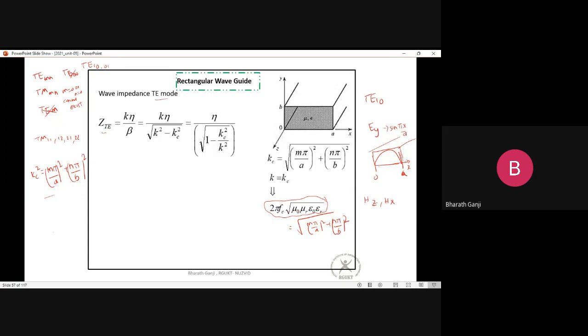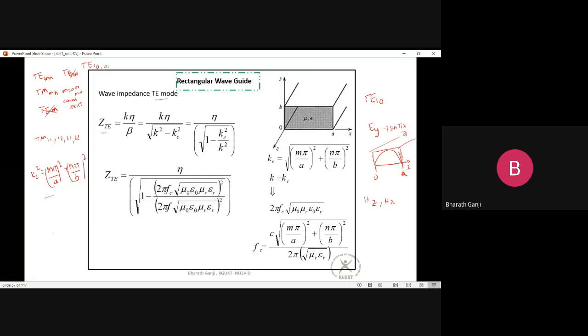But if at all I know the cutoff frequency, I can also calculate in reverse what is the value of kc, right? So if I know the cutoff frequency, I can substitute it into this equation, that is nothing but 2 pi fc into square root of mu into epsilon, and I can get the value of kc. So if I do that, under fc, I can write it like this, of course, from this equation. This is the cutoff frequency equation. But anyways, if I know the value of fc, kc is nothing but 2 pi fc square root of mu naught epsilon naught mu r.